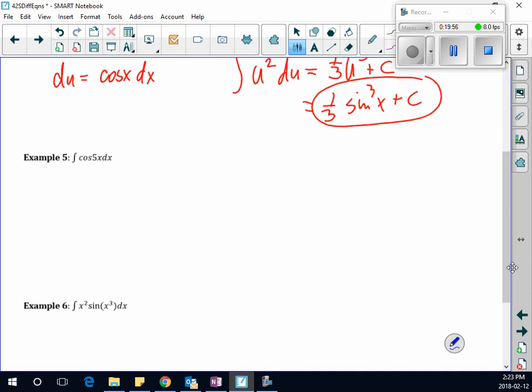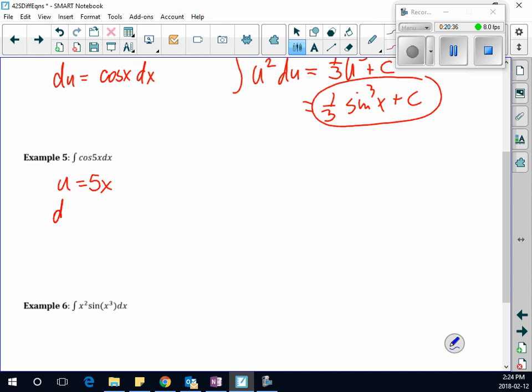Next one. What do you think your u is this time? It's just a 5? It's 5x? It is 5x. Like I said, you have to practice it enough to understand what you're looking for. Again, if you choose wrong, it doesn't get you anywhere. You'll have to start again. So u is 5x, which means I'll get the integral of cos u, right, which you can deal with, right?